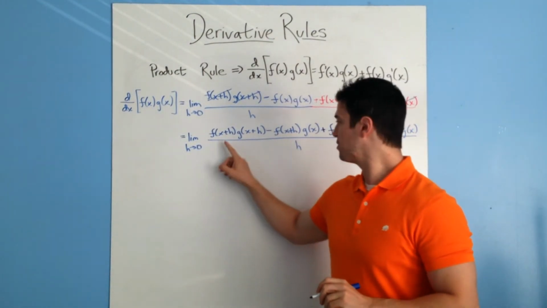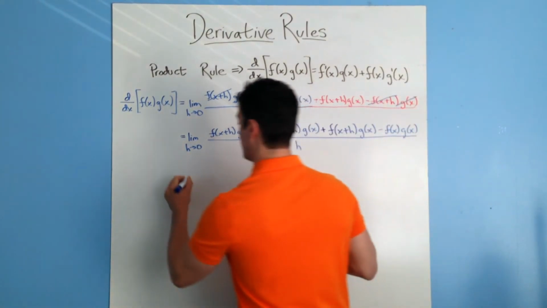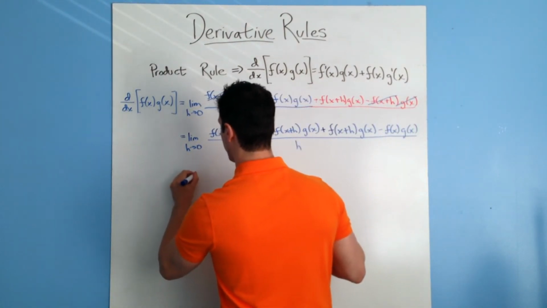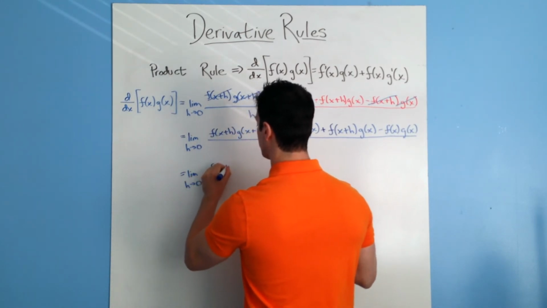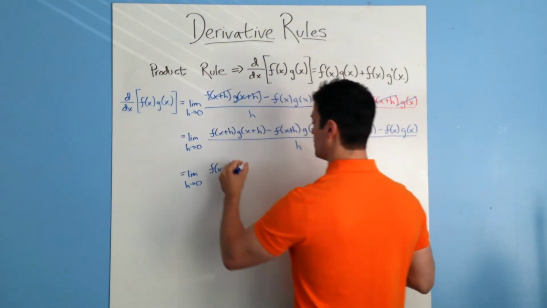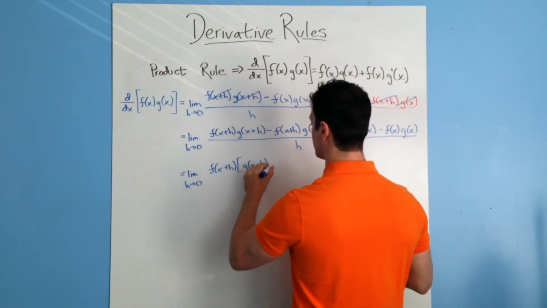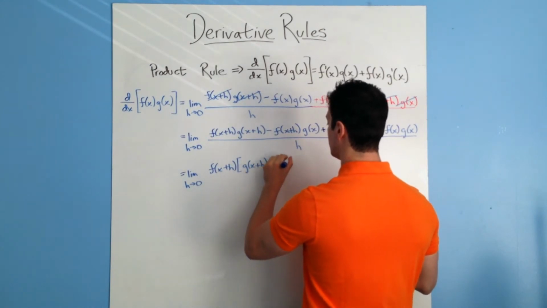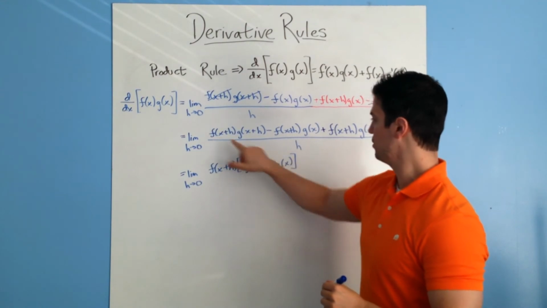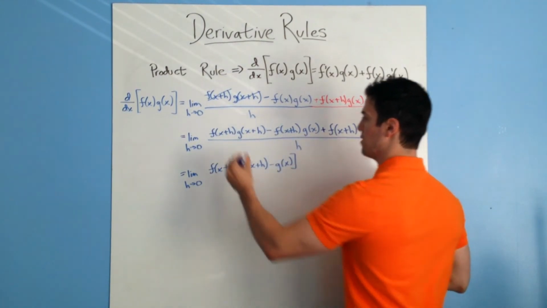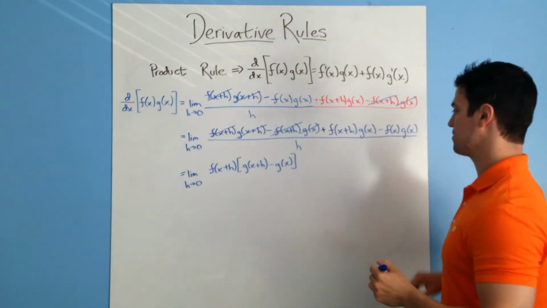Alright, so what I'm going to do next is factor out this f of x plus h here and this f of x plus h right here. And you will end up with f of x plus h times, and I'm going to use brackets here just to keep things a little bit more organized, minus g of x. So if I distribute this f of x plus h to these two terms, you'll get this and this. So I'm just going to get rid of this because I don't want to see it anymore. I just want to focus on the rest of the problem.